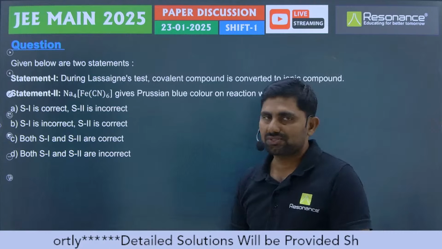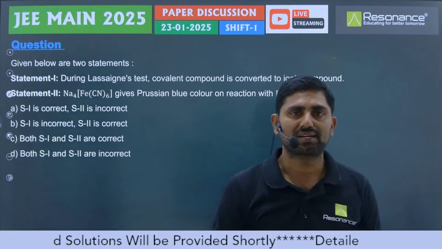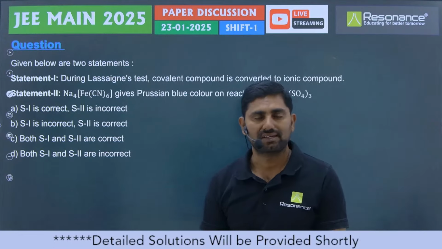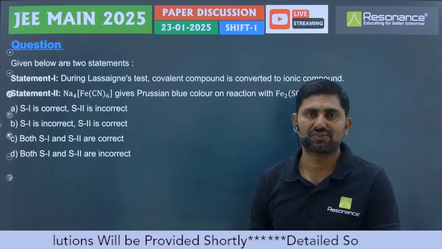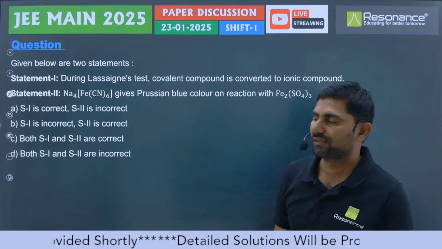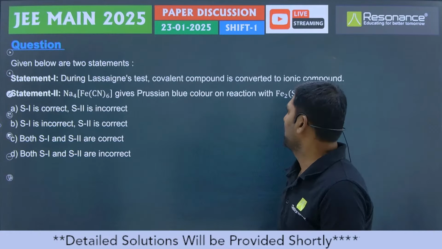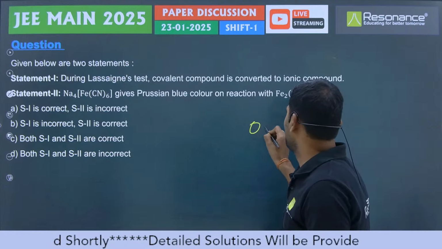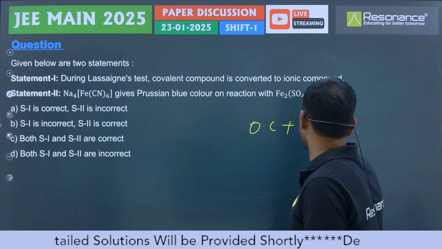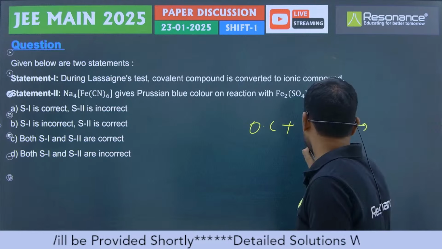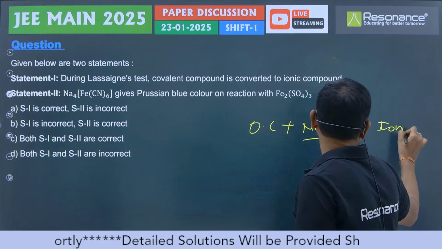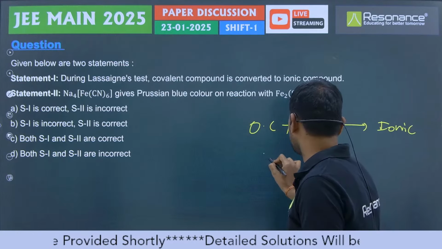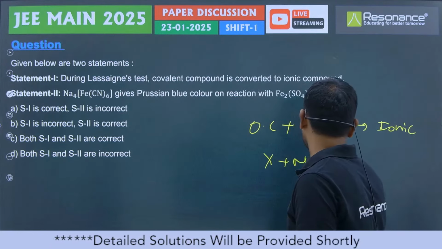Given below are 2 statements. It is from practical organic chemistry. It is 11th standard. You can get it directly from NCERT. Here no twist, it is a direct statement. During Lassaigne test, covalent compound is converted into ionic compound. Correct only. So the organic compound we are treating with sodium metal. Why are we treating? To get an ionic compound. For example, here X is there in this compound, plus Na will give NaX.